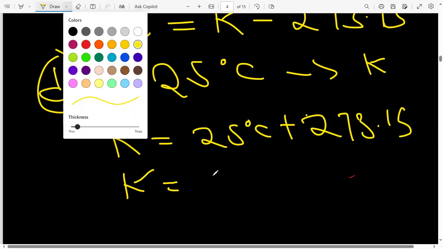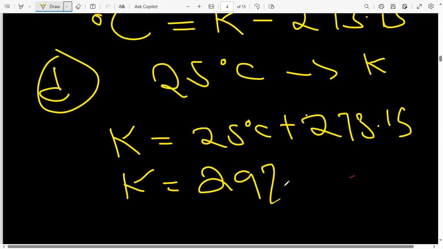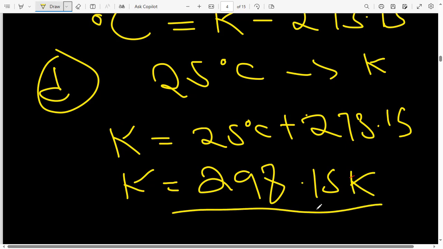Okay, so it's giving me 298.15 kelvins. And we know that this is the room temperature, the 25 degrees, the room temperature. So that's how you can convert. It's not hard to convert temperature as long as you know the formula.